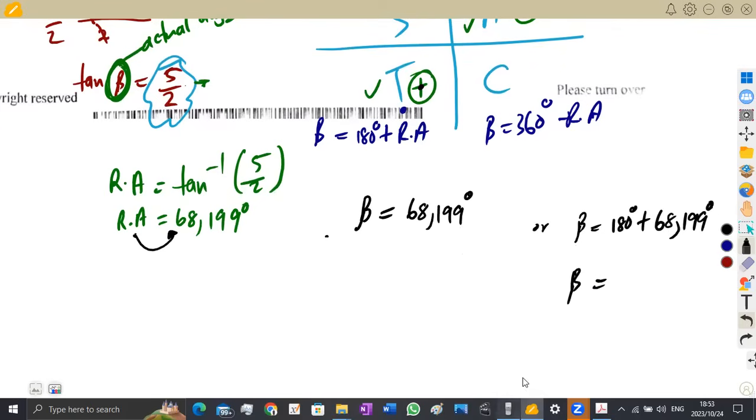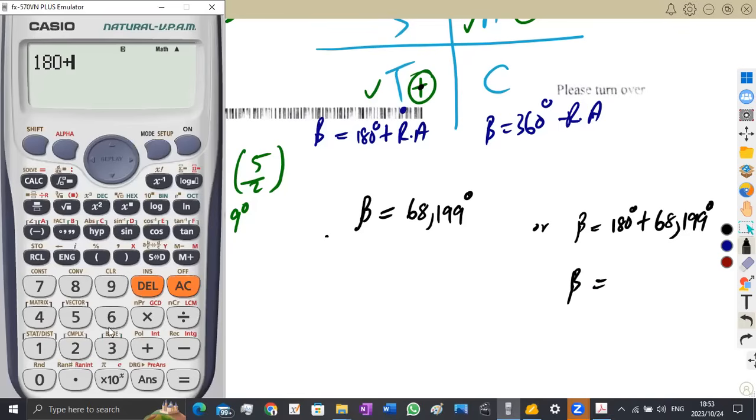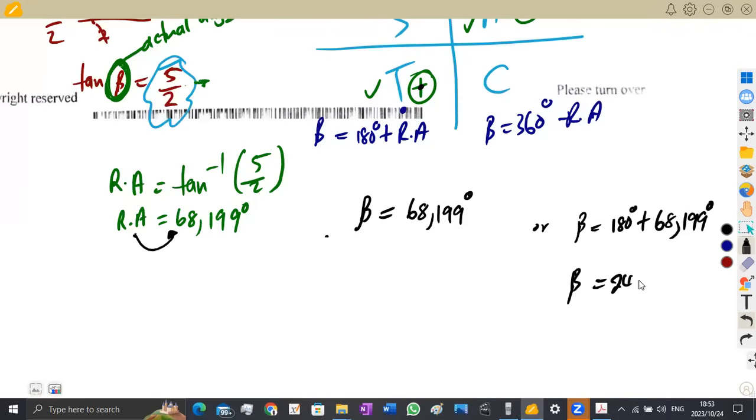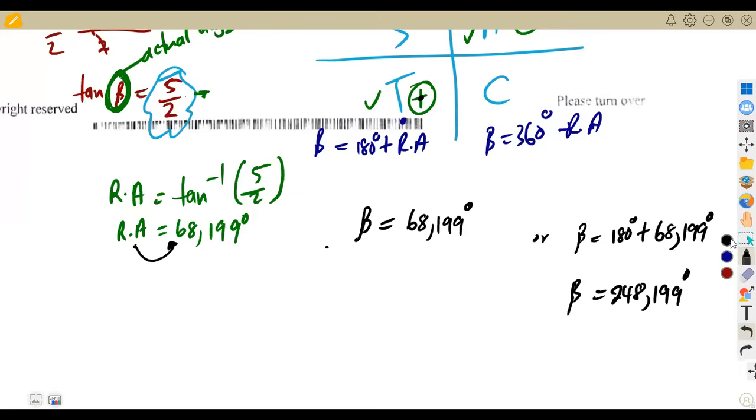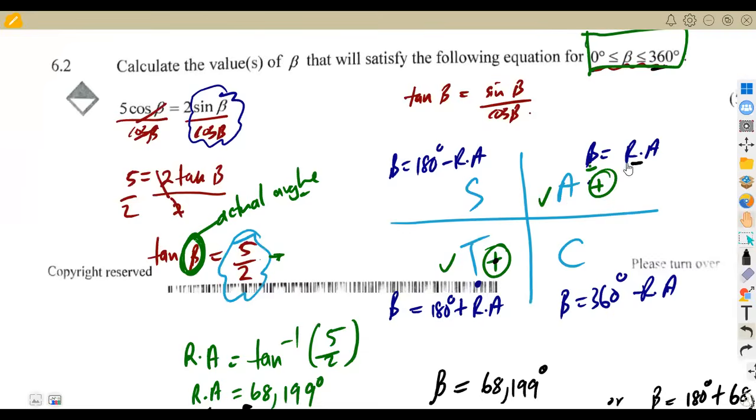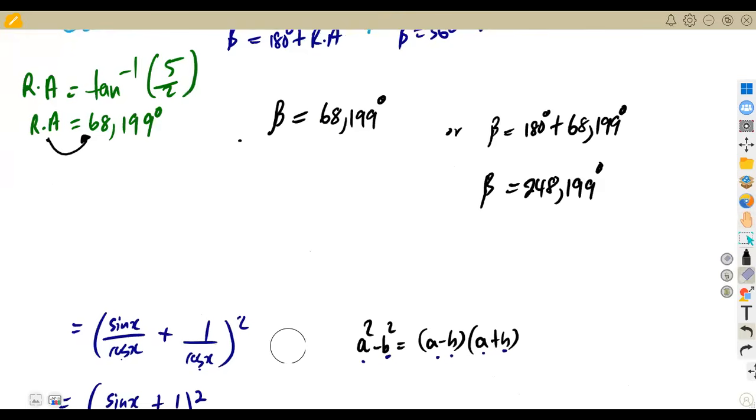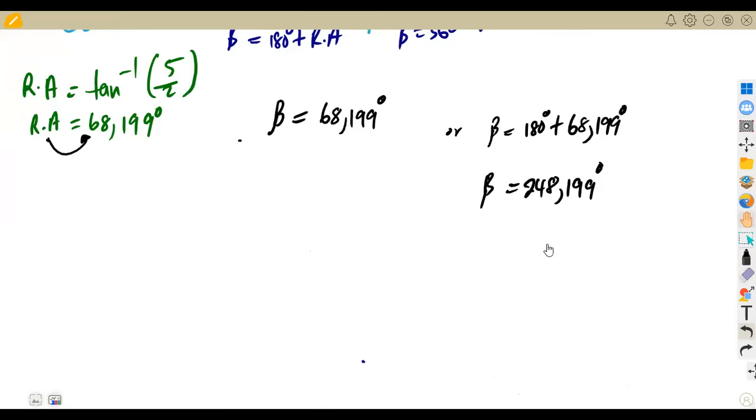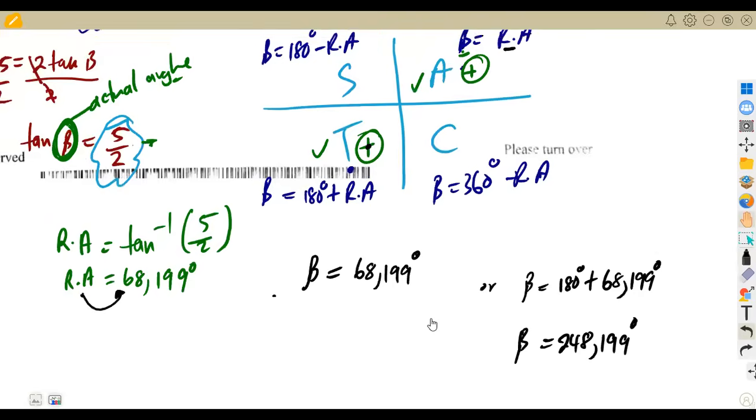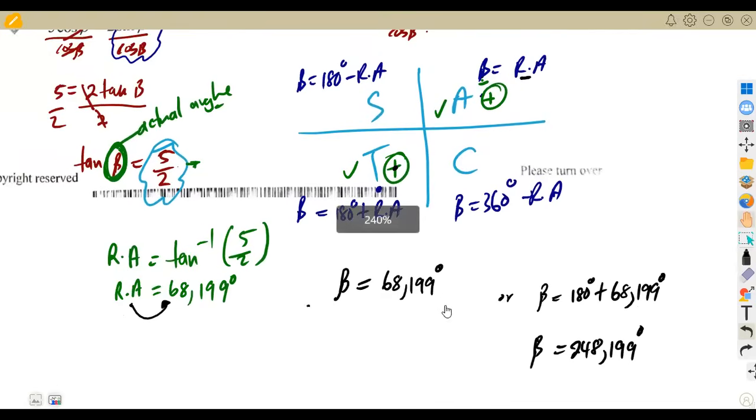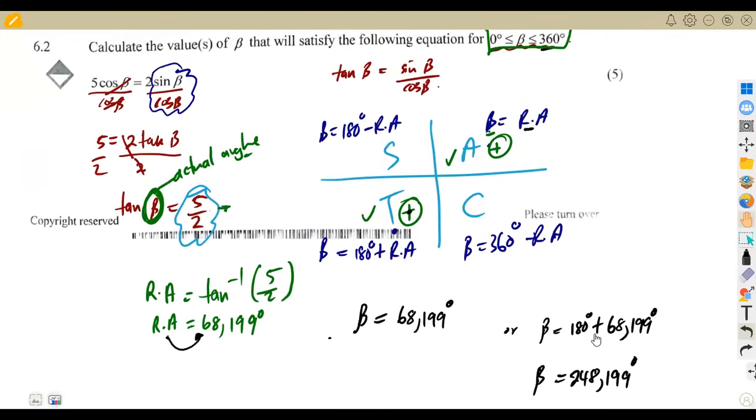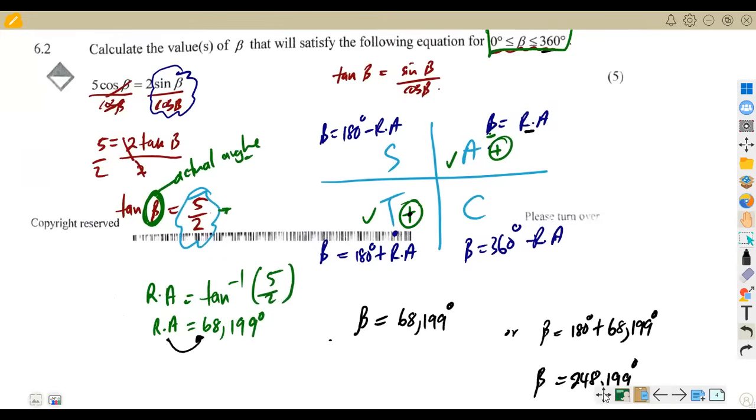So that means our beta is going to be 180 plus 68.199, which gives us 248.199 degrees. These were the possible values of beta in the interval that we are given, from 0 to 360. Within this interval, these were the two possible answers that we could have obtained: beta being equal to 68.199 degrees, or beta being 248.199 degrees. All right, so that was 5 marks for that, which is fine.